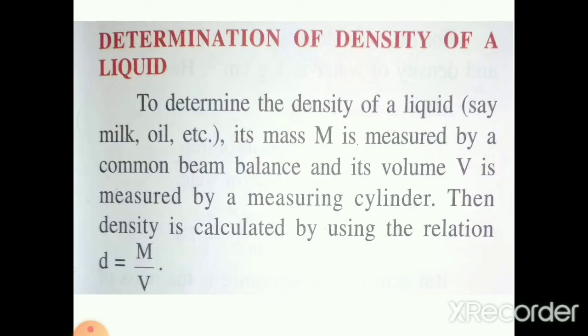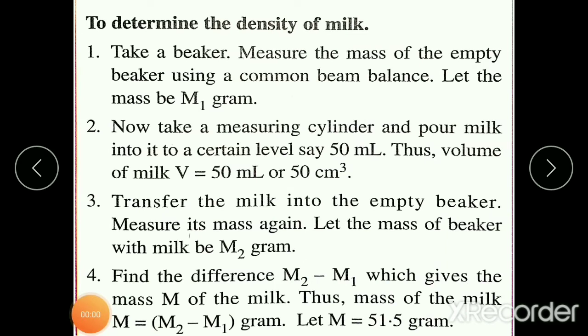Next, determination of the density of a liquid. So you have seen how to use the measuring cylinder and Eureka can. Now to determine the density of a liquid, say milk, oil, etc., its mass m is measured by a common beam balance and its volume v is measured by the measuring cylinder. Then density is calculated by using the formula density is equal to mass by volume. Let's take an example of determining the density of milk.